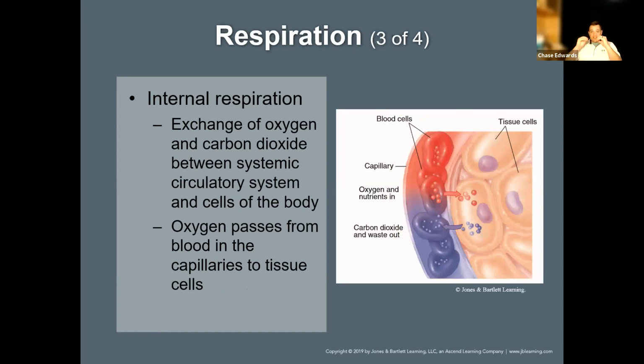All right, so internal respiration. It's the exchange of oxygen and carbon dioxide between the systemic circulatory system and the cells of the body. As the oxygenated blood travels through the arteries and capillaries, the oxygen passes from the blood in the capillaries to tissue cells.